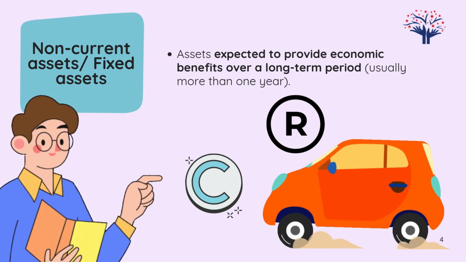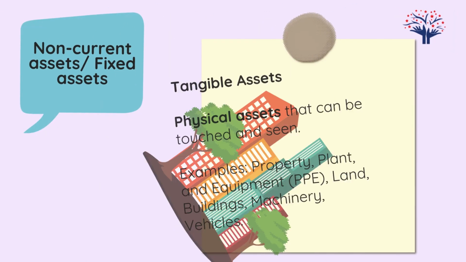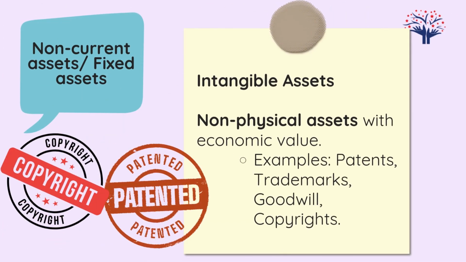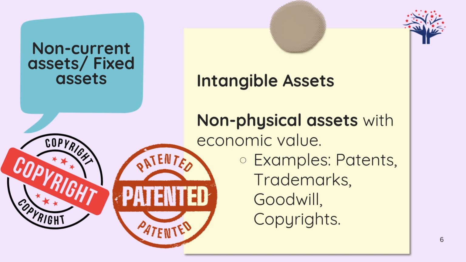Non-current assets are categorized into two main types. Tangible assets. These are physical assets that can be seen and touched. Examples include property, plants and equipment, PPE, land, buildings, machinery, vehicles. Intangible assets. These are non-physical assets that still hold significant economic value. Examples include patents, trademarks, goodwill, copyrights.